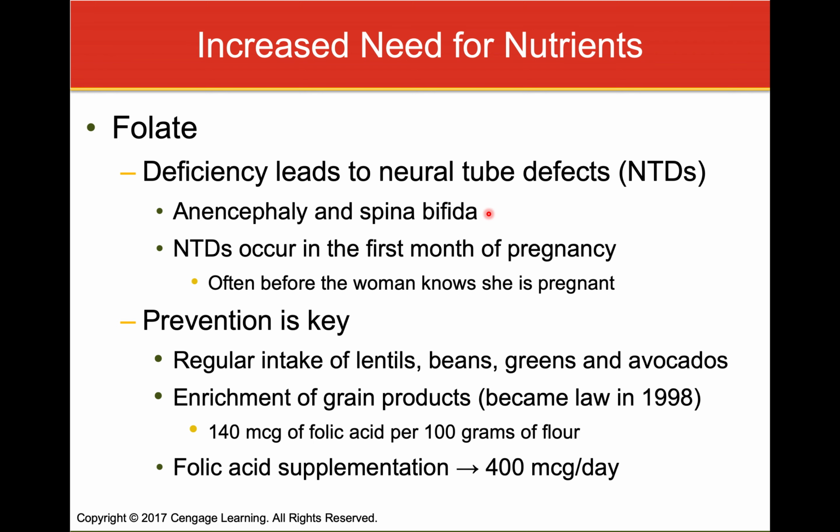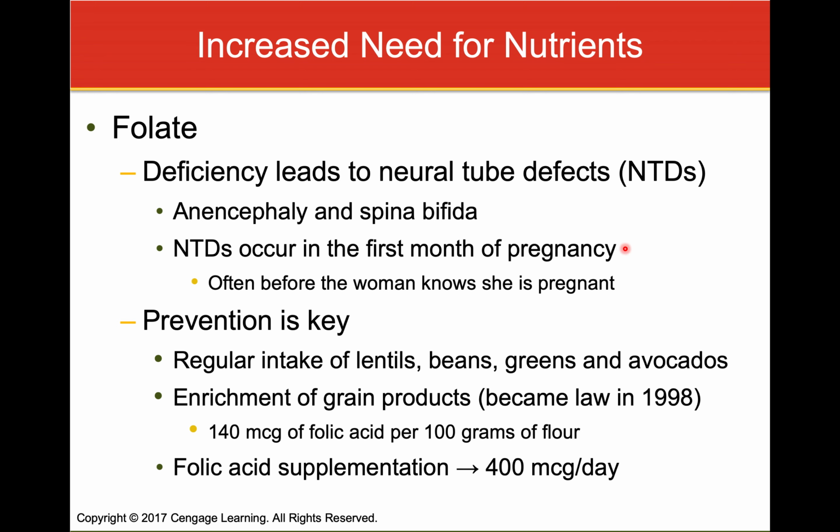Neural tube defects, the two common ones, are anencephaly and spina bifida. Anencephaly is when the baby does not have the development of a brain, and spina bifida is when there's an incomplete closure of the spinal cord. And this, of course, can have physical effects, and in some instances, going to have mental or cognitive effects as well.